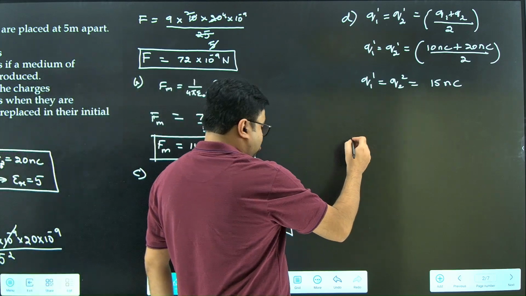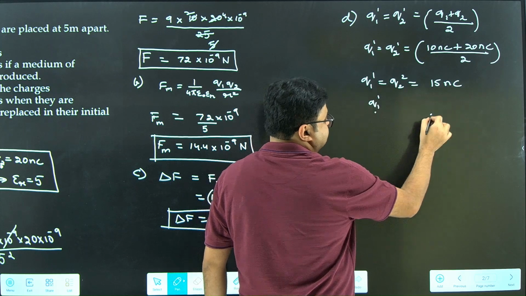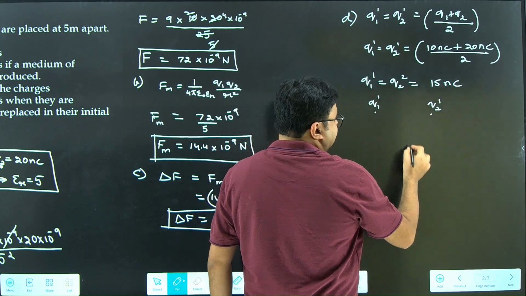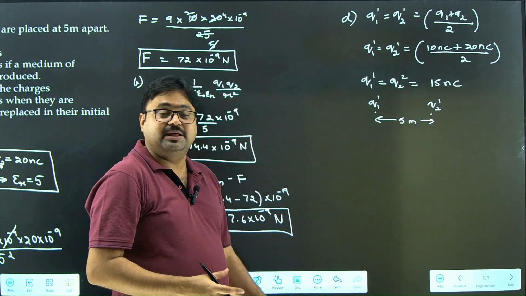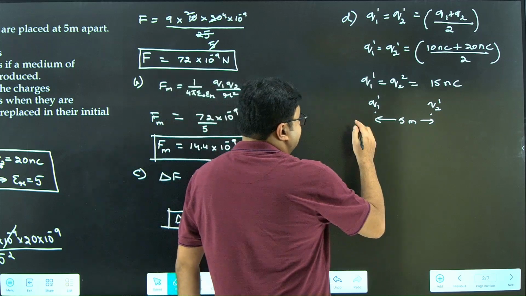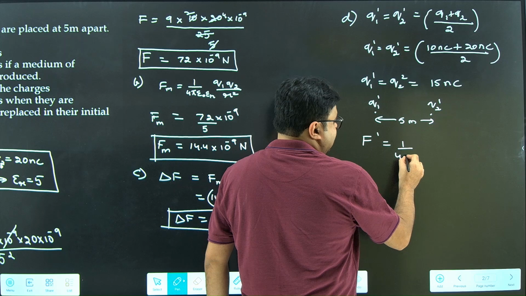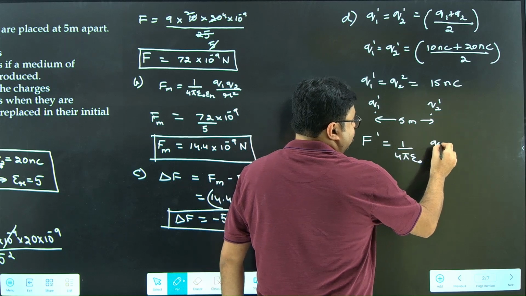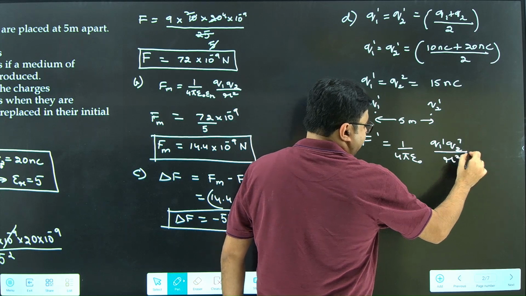So we have the same two charges. This time here it is q1 dash and here it is q2 dash. The distance is still 5 meter. There is no difference there because the question says they are placed at their initial position. And that is the situation, my dear friends. The new force F dash becomes equal to 1 divided by 4 pi epsilon naught, q1 dash multiplied by q2 dash, divided by r square.